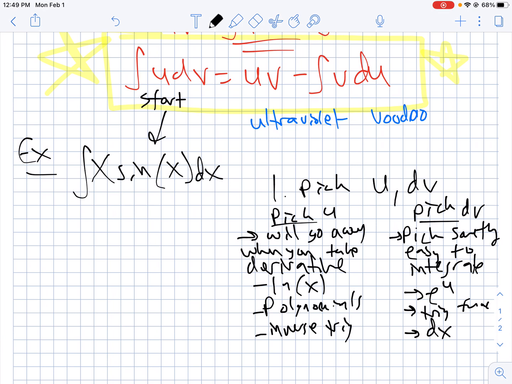Okay, so in this case, this is the first problem. The u we're going to choose is just x, because that goes away nicely when you take a derivative of it. And then the dv, we're going to pick that to be just sine of x because, again, it's pretty easy to integrate that. And the dx is going to come there.